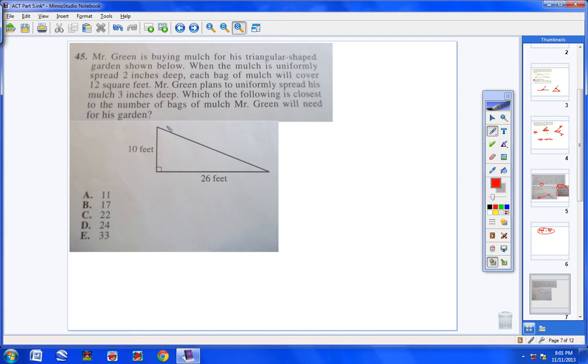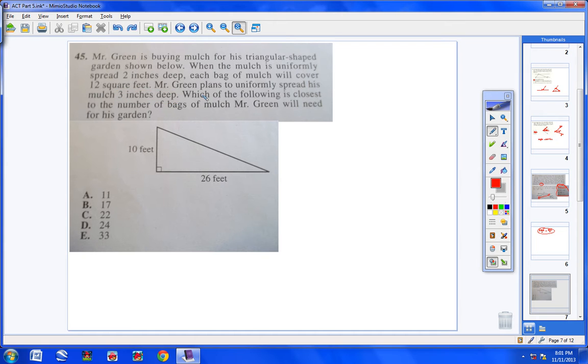Mr. Green is buying mulch for his triangular-shaped garden. When the mulch is uniformly spread 2 inches deep, each bag of mulch will cover 12 square feet. However, Mr. Green wants to spread his mulch 3 inches deep, okay? So which of the following is the closest to the number of bags of mulch Mr. Green will need for his garden?